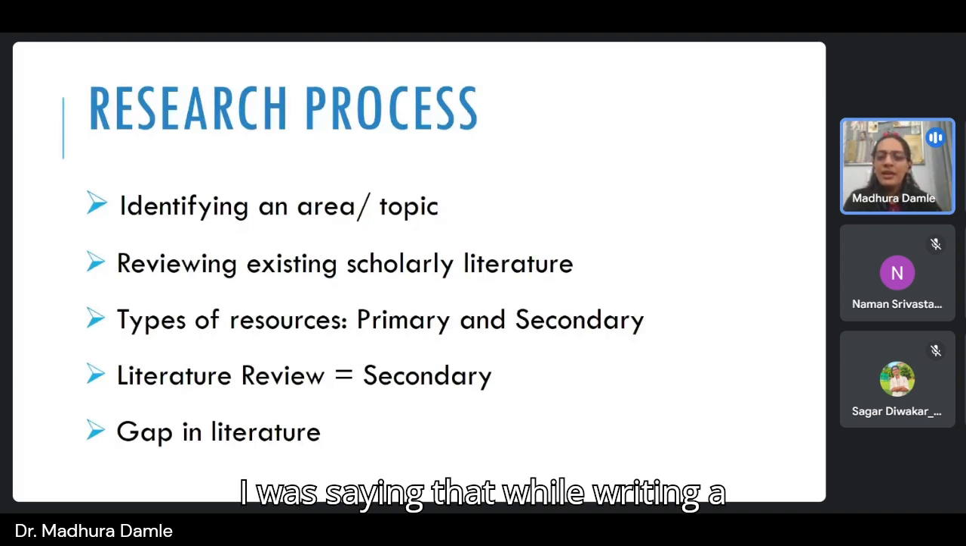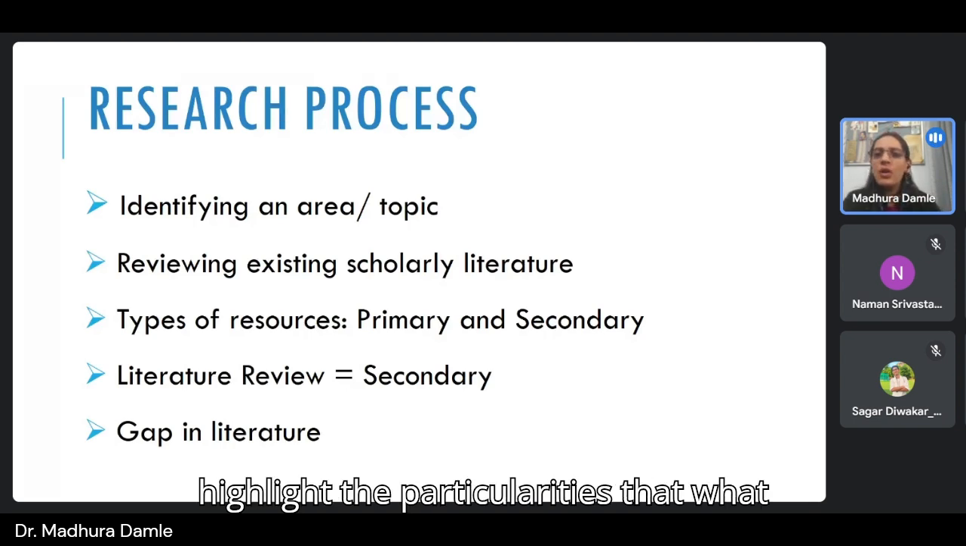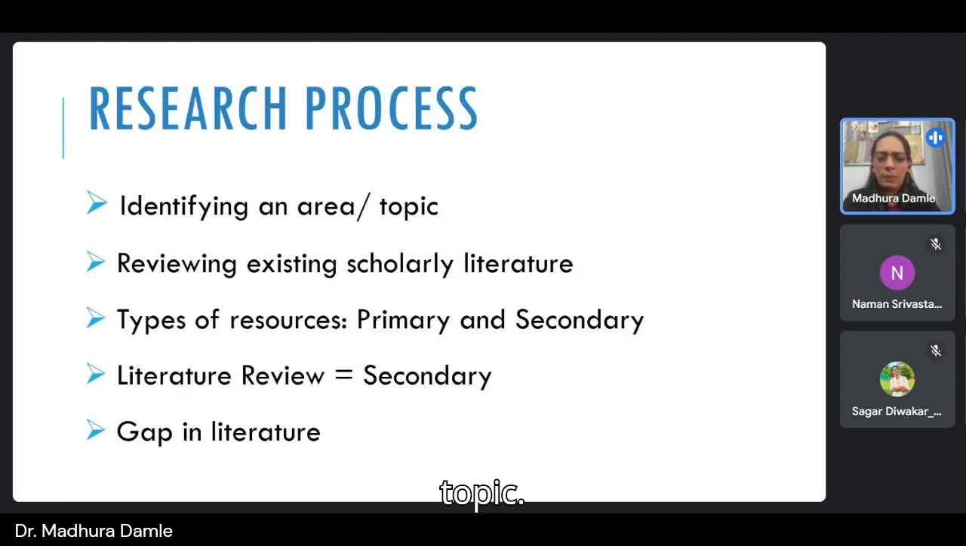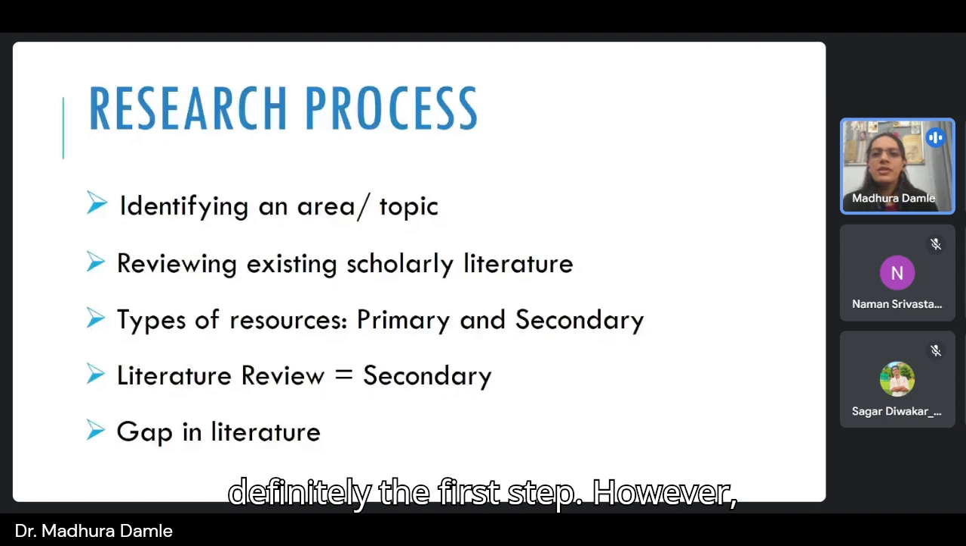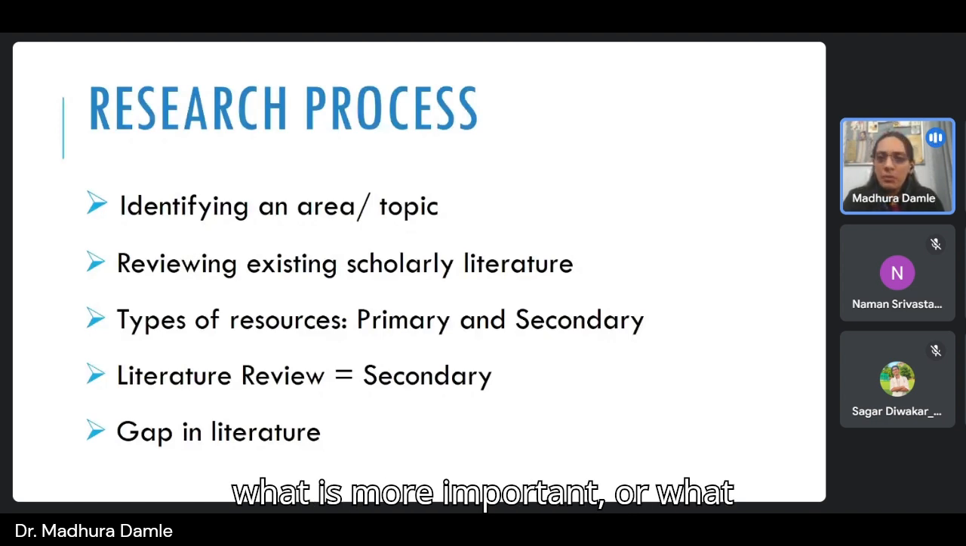So I was saying that while writing a research proposal, firstly in the introduction, we have to introduce the topic, in which sometimes we have to explain the relevance of the topic, but also highlight the particularities of what I want to do as a researcher in this topic. However, introduction is definitely the first step. What is more important, what actually leads us to the core of research, is reviewing the existing literature.